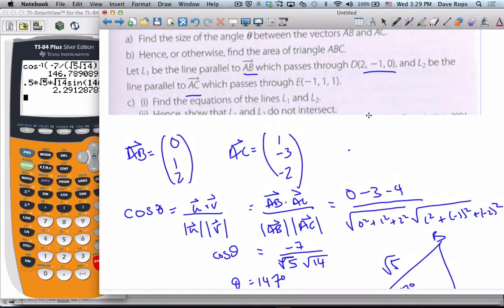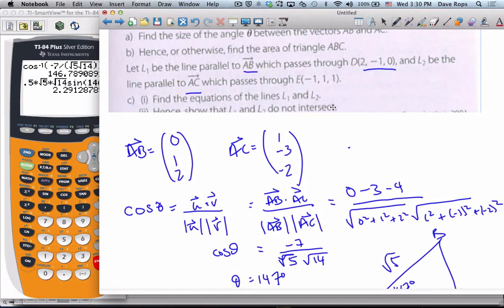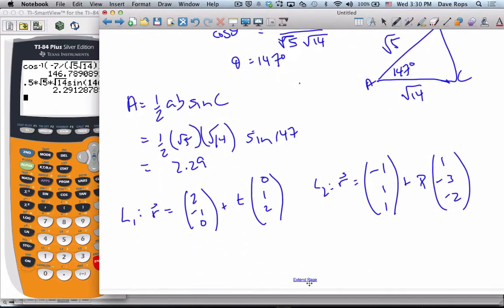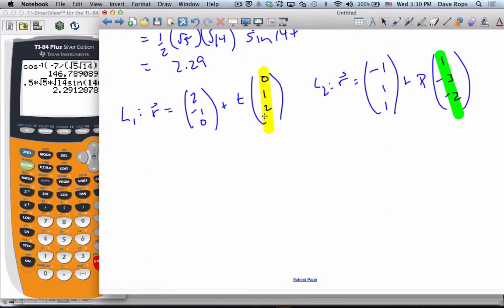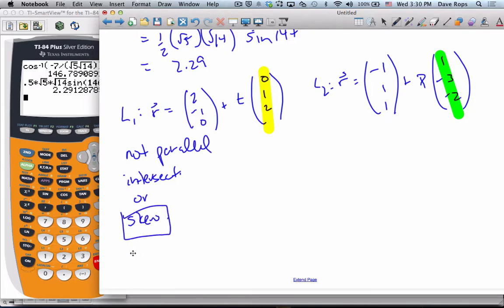All right, so those are my two equations of line. The second part says, hence, show that they do not intersect. The first thing I'm going to look at is the direction vectors here. This direction vector and this direction vector are not what we call scalar multiples. I can't take this value and multiply by a common number to get this. So therefore, they're not parallel. Then my options are that they intersect at one point, or they are skew, meaning there's no intersection. The question's asking me about skew.